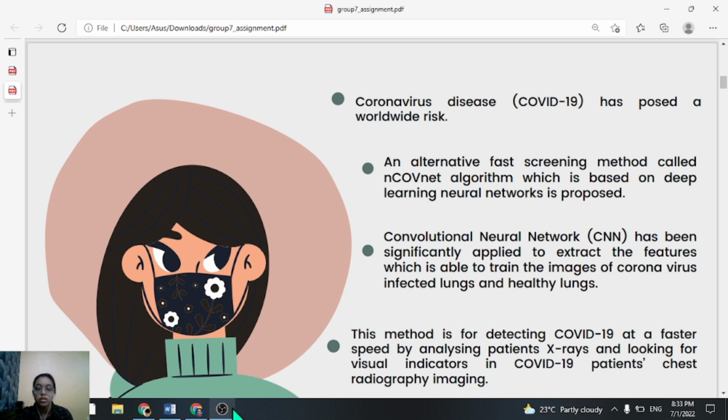A convolutional neural network (CNN) has been significantly applied to extract features, and is able to train on images of coronavirus-infected lungs and also healthy lungs. The proposed model is able to detect the features of infected patients, who have hazy or shadowy patches in the X-ray images of lungs, and will determine whether the individual tests positive for COVID-19 or not.